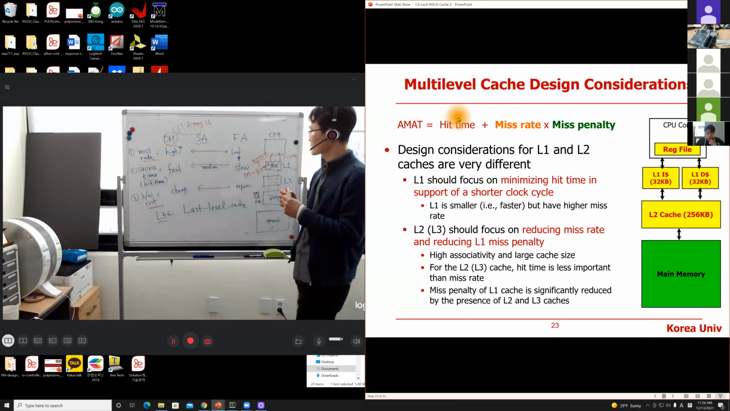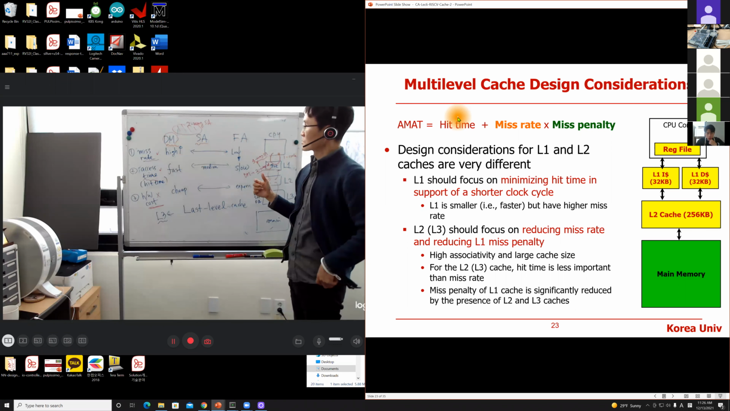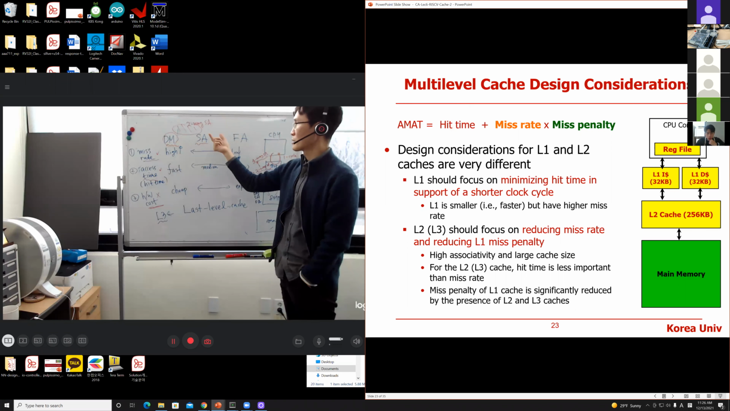So again, the design choice for level 1: the first thing you have to consider is access time, because you want to serve the CPU fast. So you want to use direct map cache, but the disadvantage of direct map cache is that the miss rate is pretty high. So you want to use set associative cache with low associativity. You can increase associativity, then figure out the access time.